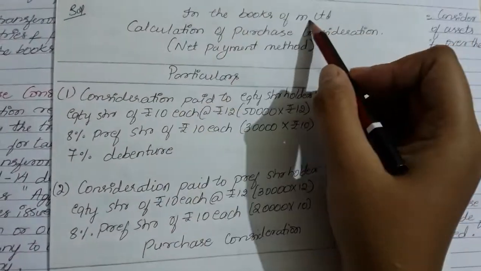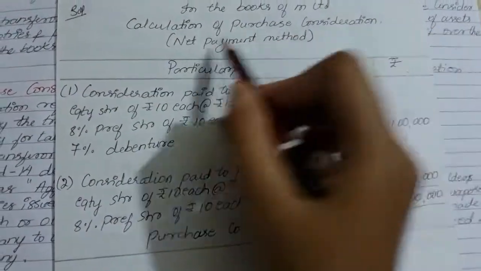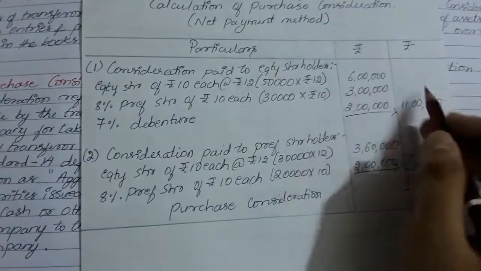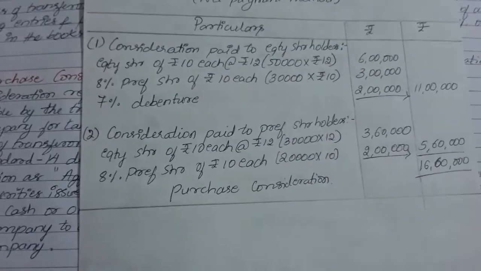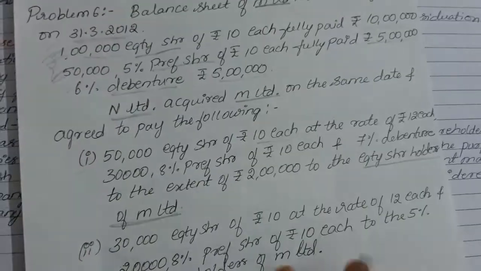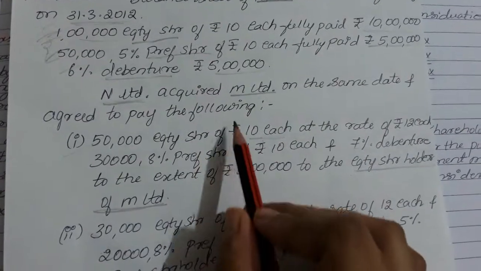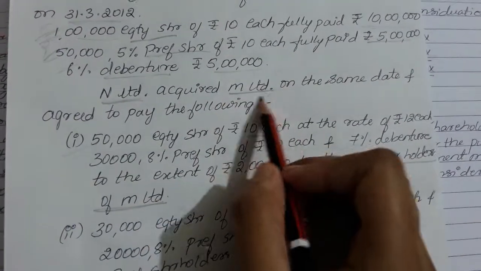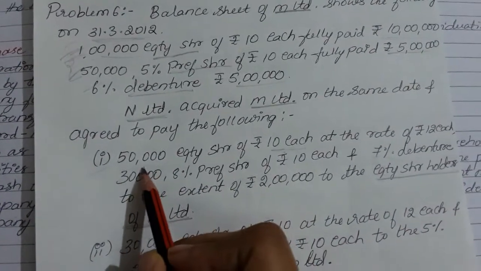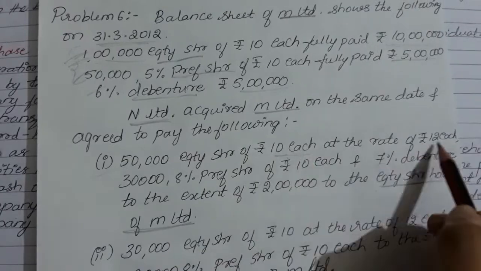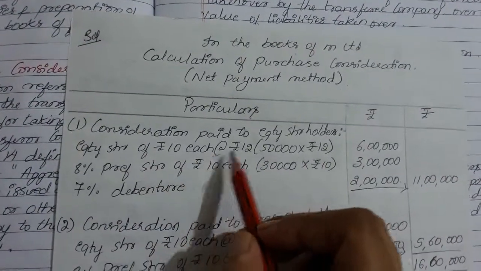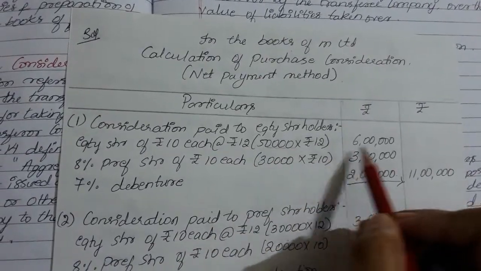In the books of M Limited, calculation of purchase consideration, net payment method. Let's make two columns, an outer column and an inner column. First we will consider all the payments made to equity shareholders. The problem clearly states all the payments made to equity shareholders of M Limited, that is the giving company or old company. The first payment is 50,000 equity shares of 10 each at a rate of 12 each. So 50,000 into 12, 6 lakh.